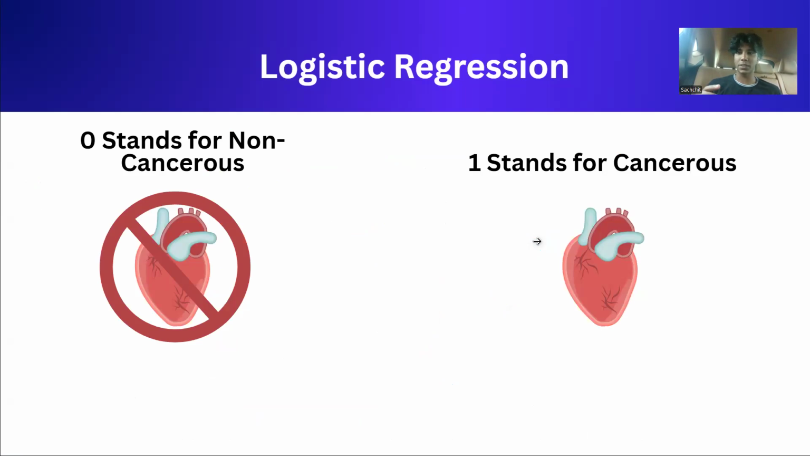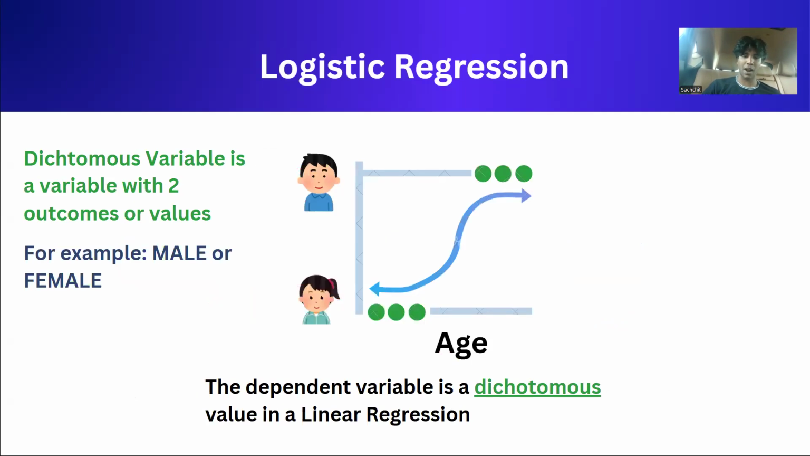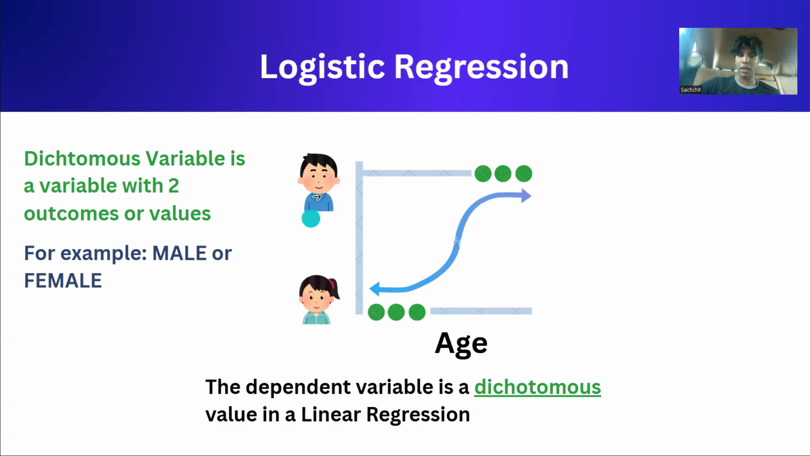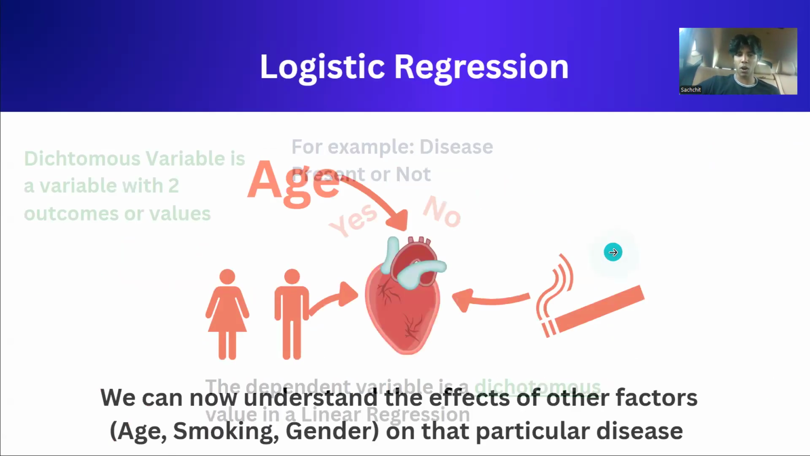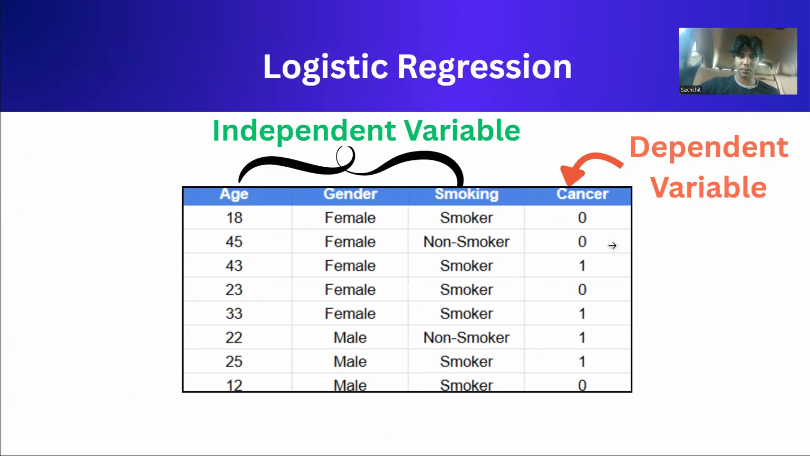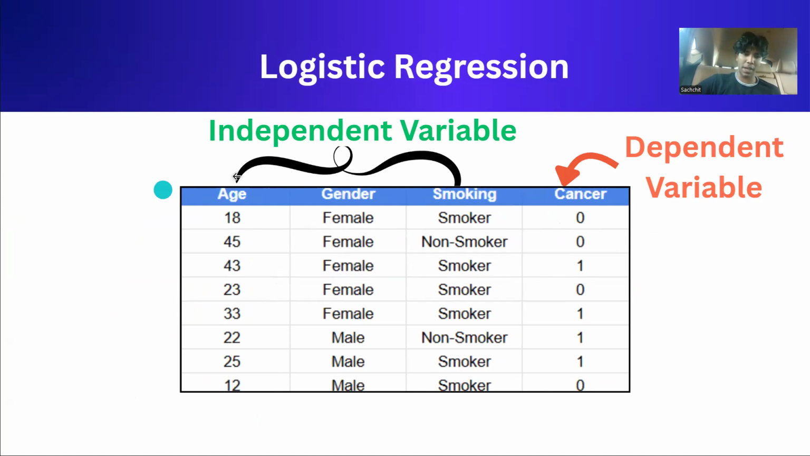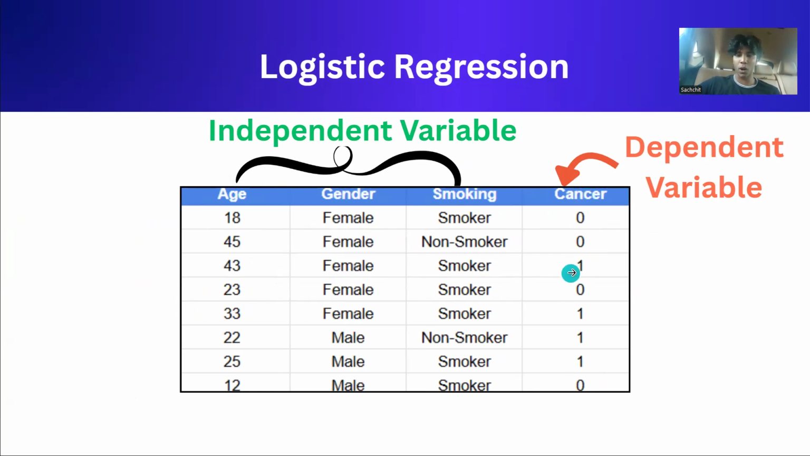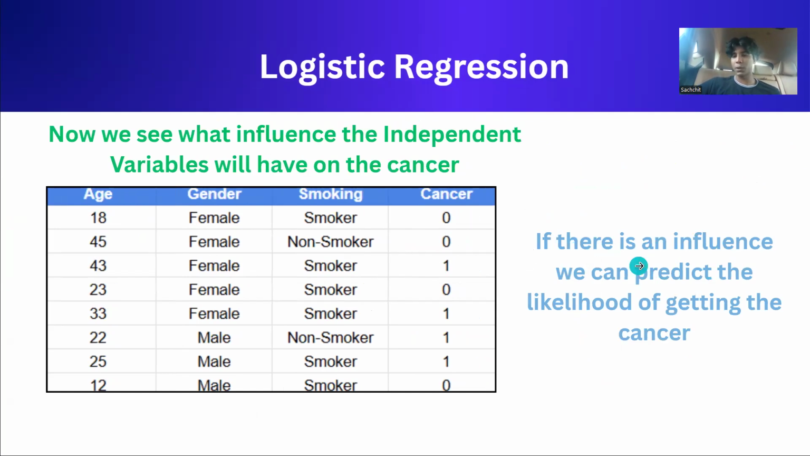So 0 in this case stands for non-cancerous, and 1 stands for cancerous. So 0 and 1 is what we'll assign to the values. Right over here on the graph, this would be 0 and 1, and it'll go between these. I'll explain more on why we need these values in a second. We have our independent variables, age, gender, smoking, and our dependent variable, which, if you notice, is 0 and 1. We're just checking if there's an influence. We can predict the likelihood of getting the cancer.